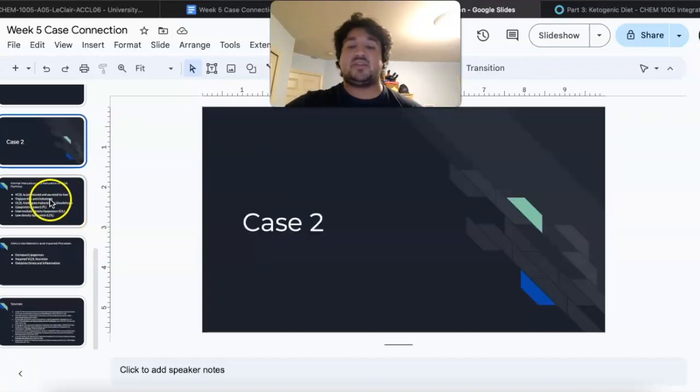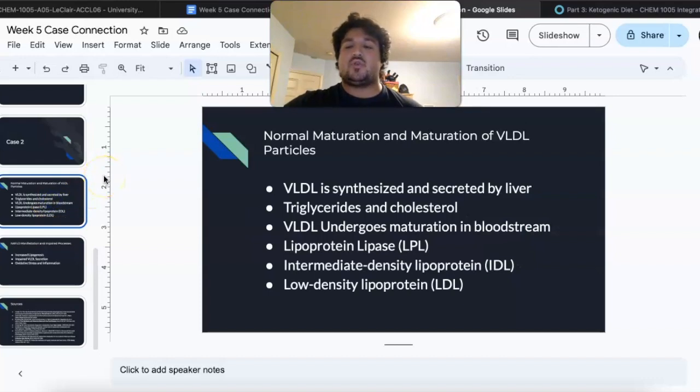All right, let's move on to case 2. Under normal conditions, very low density lipoprotein particles are synthesized and secreted by the liver. VLDL, which is the short term for very low density lipoprotein, is essential for transporting triglycerides and cholesterol from the liver to peripheral tissues. The process begins with the assembly of VLDL particles in the liver, where triglycerides and cholesterol are packaged with apolipoprotein B100. Once secreted into the bloodstream, VLDL particles undergo maturation.